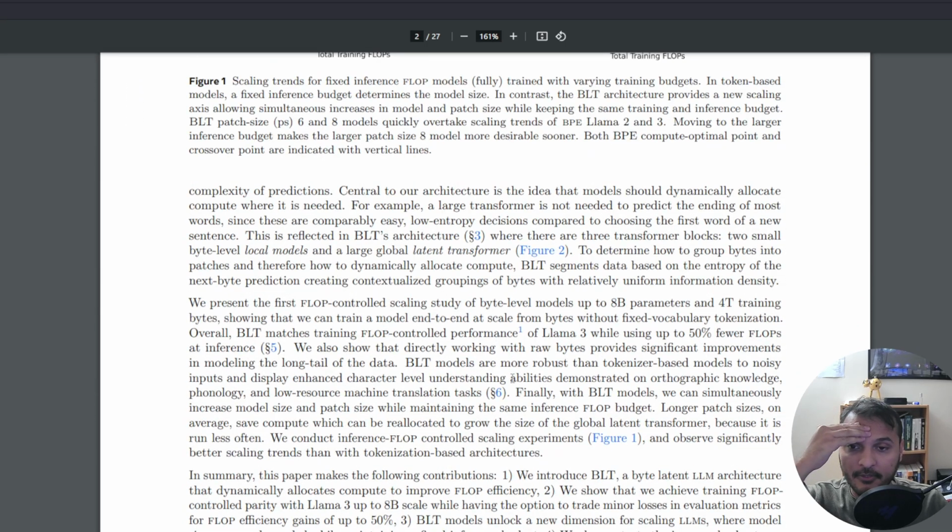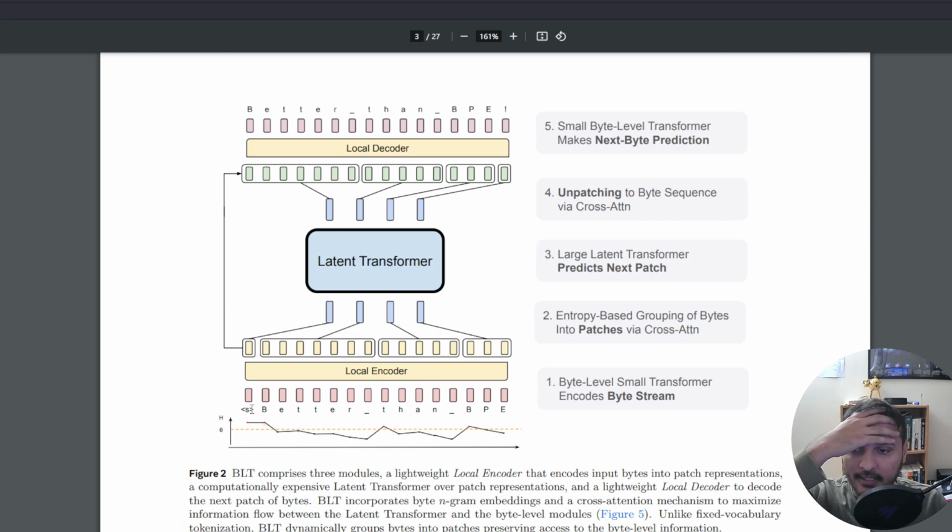So let me quickly give you an overview. The idea is that you start with the byte level information. A byte is basically all the ASCII characters, up to 256. So you break it down. Here, "better than BPE" becomes B-E-T-T-E-R and so on, with the space. So you have individual bytes, and you encode them into patches. How the patches are found, we'll talk about in a bit, but you get these patches, and some are more important, some are less important.